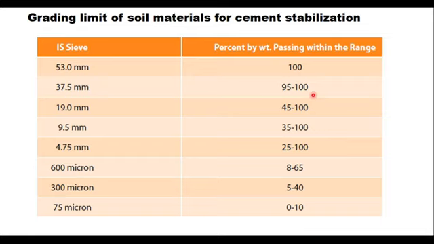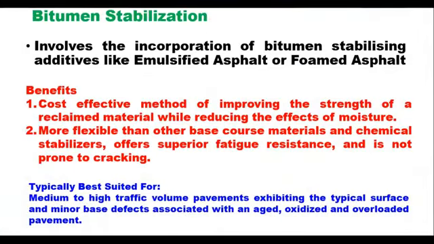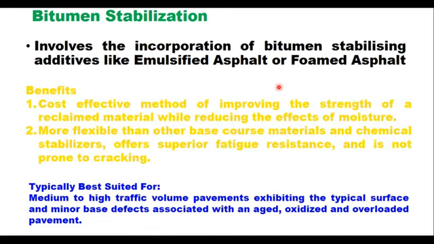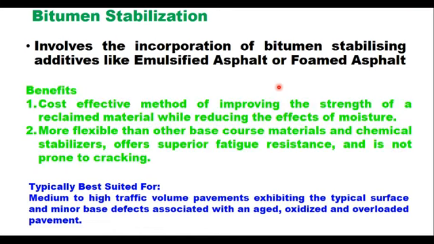In case of bituminous stabilization, it involves the incorporation of bitumen stabilizing additive like emulsion or foamed asphalt. And the benefit of this stabilization is that it is a cost-effective method of improving the strength of a reclaimed material while reducing the effect of moisture. It is more flexible than other base course materials and chemical stabilizers.